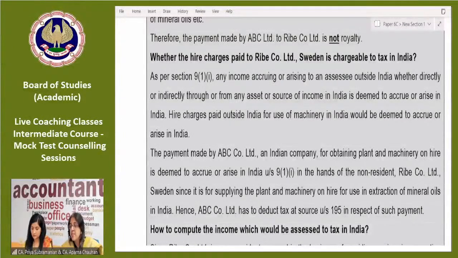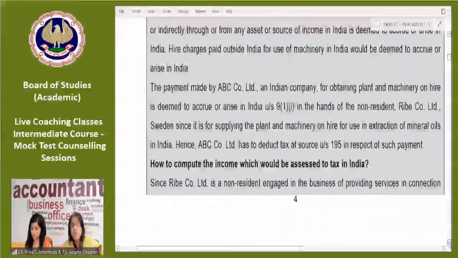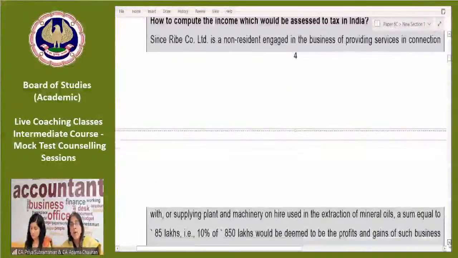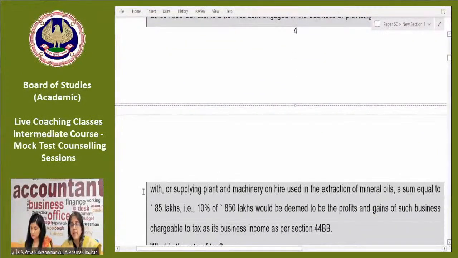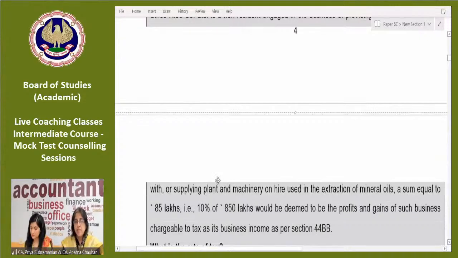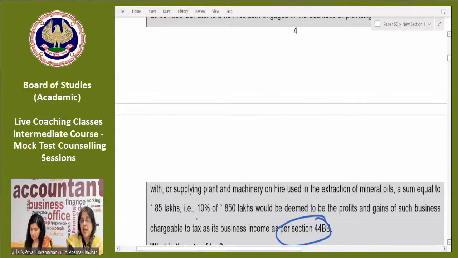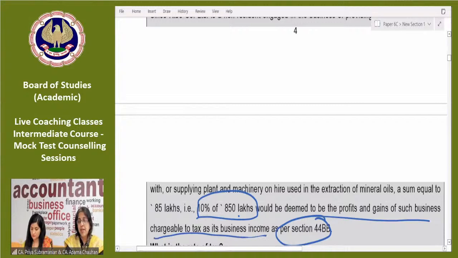Now, how do you assess the income tax in India? How to compute the income? See, it's a non-resident engaged in the business of providing services for supplying plant and machinery on hire for use in extraction of mineral oils. This is covered under 44BB. As we saw, it's covered under Section 44BB, for which it's a presumptive tax provision. 10% of the amount paid, 850 lakhs, would be deemed to be the profits and gains of such business chargeable to tax. So 10% of this, which is 85 lakhs, that would be the income.